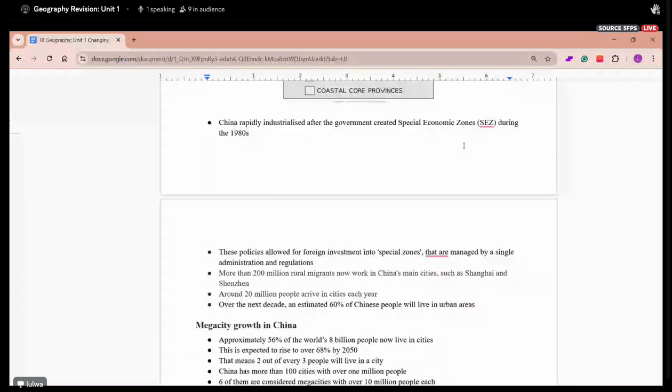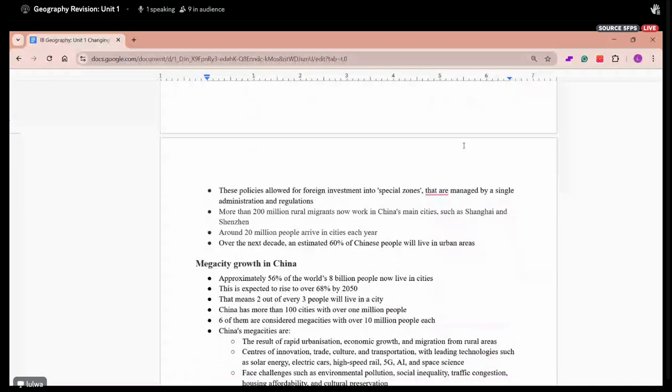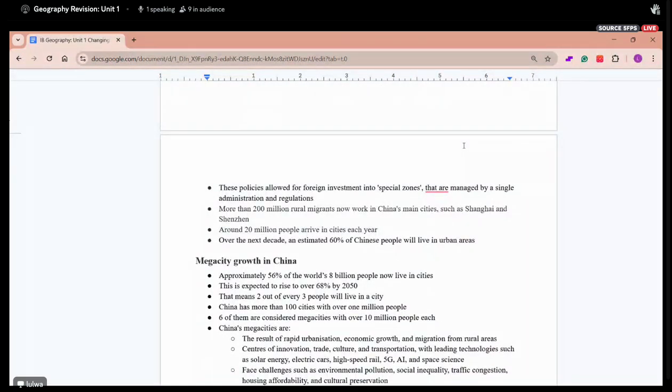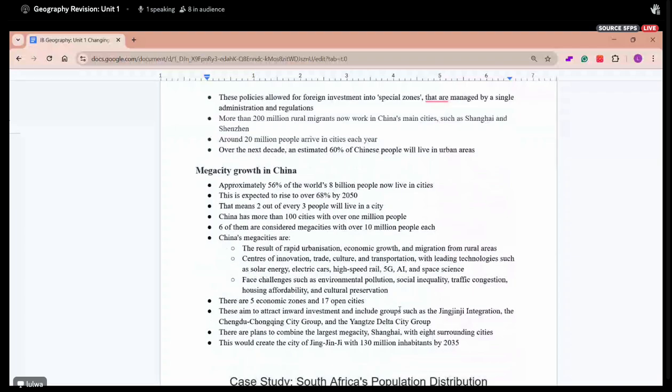And you see that around 20 million people arrive in cities each year. More than 200 million rural migrants now work in China's main cities, such as Shanghai and Shenzhen. And over the next decade, an estimated 60% of Chinese people will live in urban areas due to this ongoing incident of rural-urban migration.